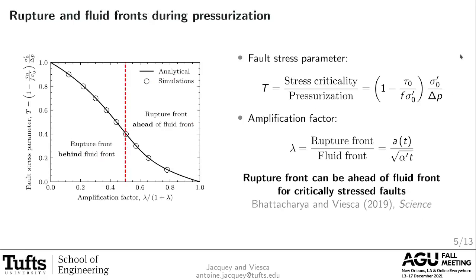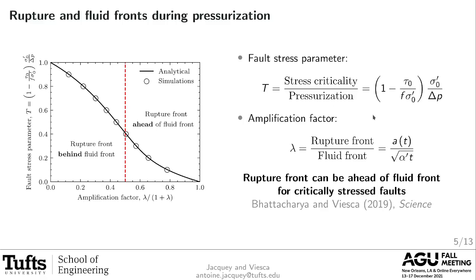So during this pressurization phase, there are two parameters which are important to introduce. The first one is the fault stress parameter, noted capital T, which links the stress criticality and the amount of pressurization that we impose. This parameter is bounded from 0 to 1, with low values close to 0 corresponding to critically stressed faults and high values close to 1 to marginally pressurized faults.